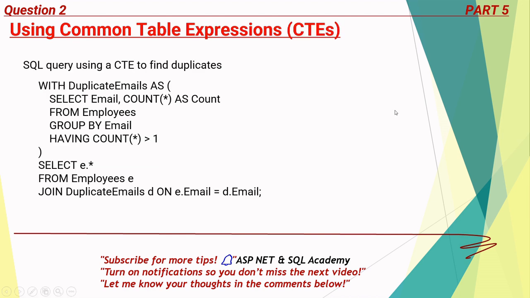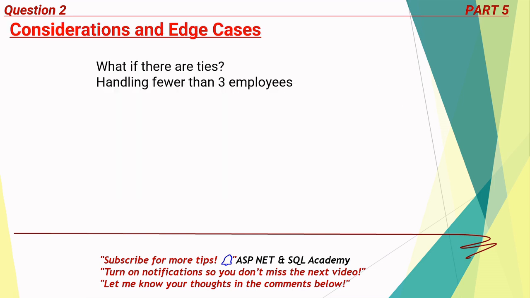Another approach is using a common table expression or CTE. This method first defines a CTE to identify duplicate emails and then joins it back to the original table to fetch the complete rows. When working with duplicates, consider performance, especially with large tables. You can also identify duplicates based on multiple columns by including them in the group by clause. This allows for complex duplicate checks.